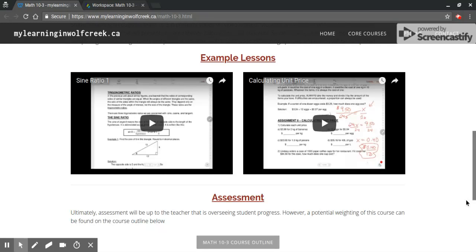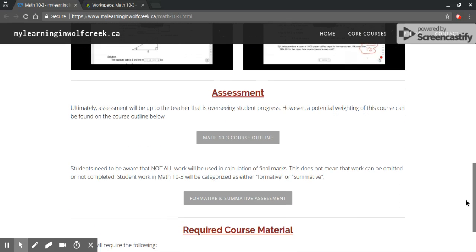Okay, now we finished looking at the example workspace. I'm going to bring you back now to the main website for this course. This is where we were before. We're going to get into a little bit about assessment. First of all, the assessment, in other words, is how your final mark is going to be determined.